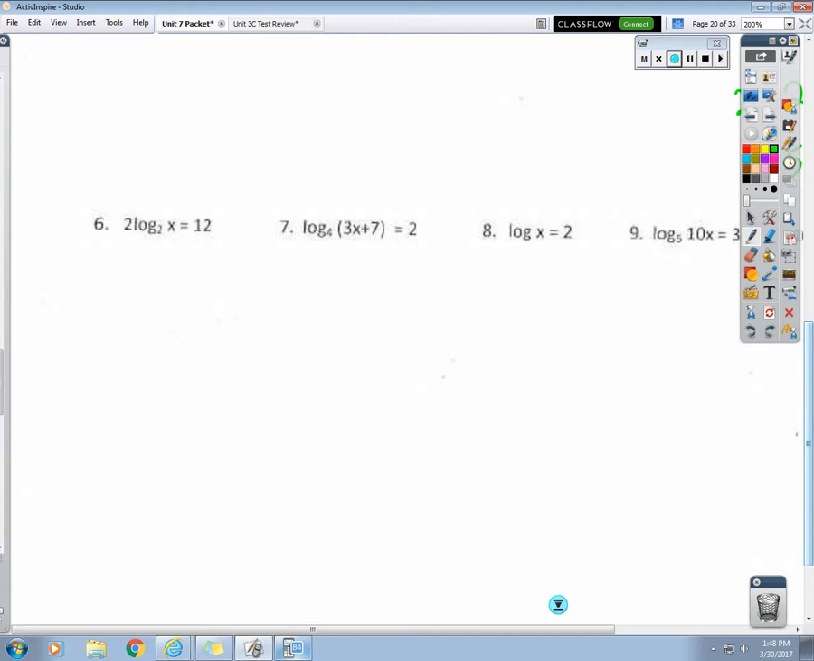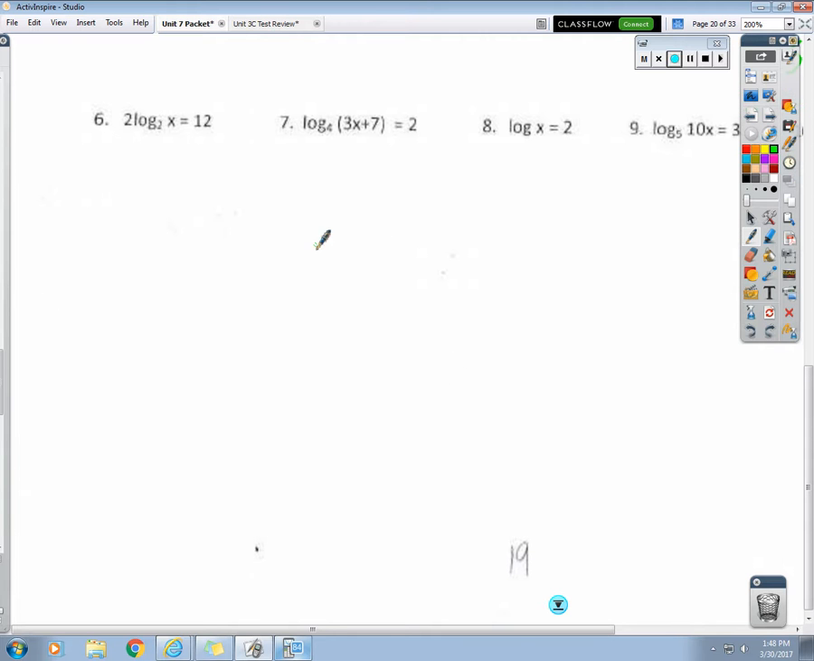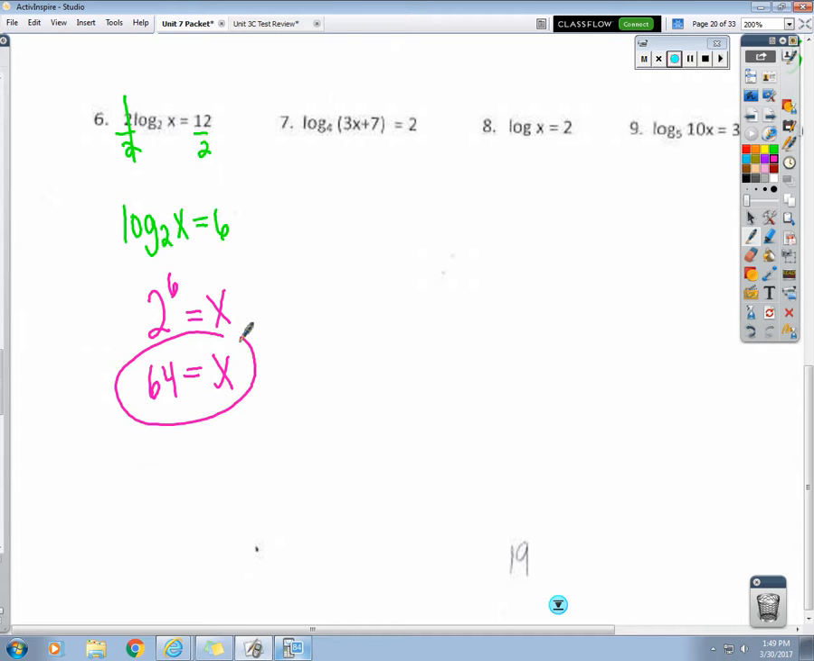What can we do first for number 6? Divide it by 2. And so now we have log base 2 of x equals 6. It's in log form, but the base is 2. So when we rewrite it as an exponential, it'll be... And so that's the answer, but more than likely they'll have evaluated 2 to the 6th and made it 64.